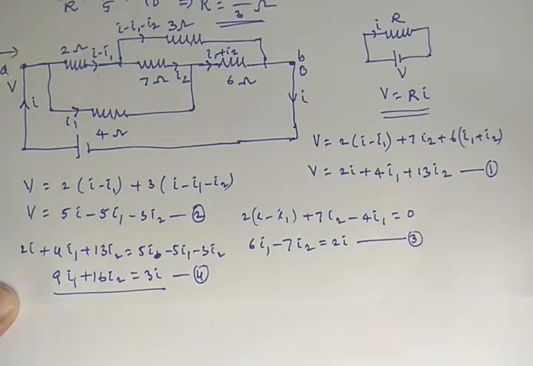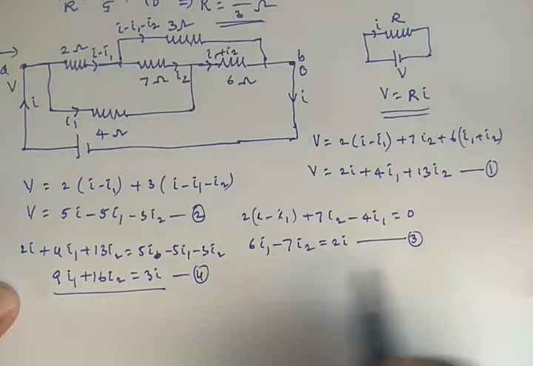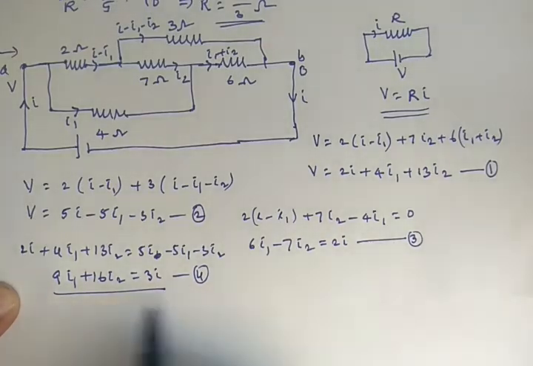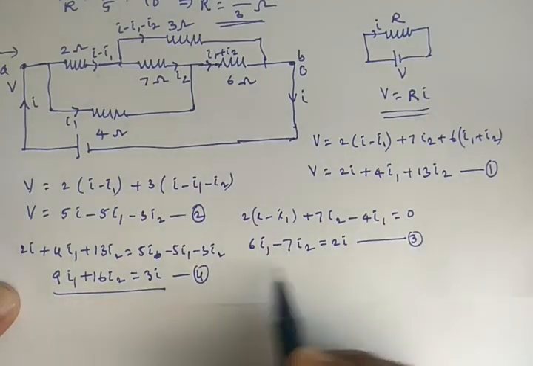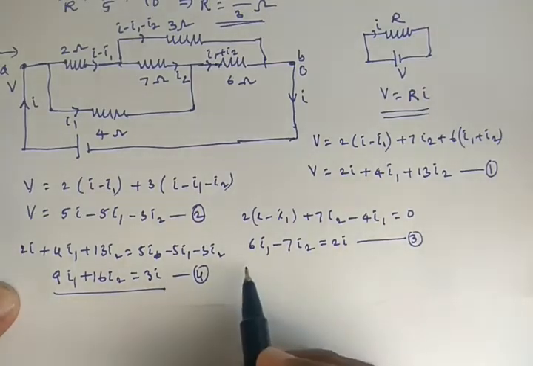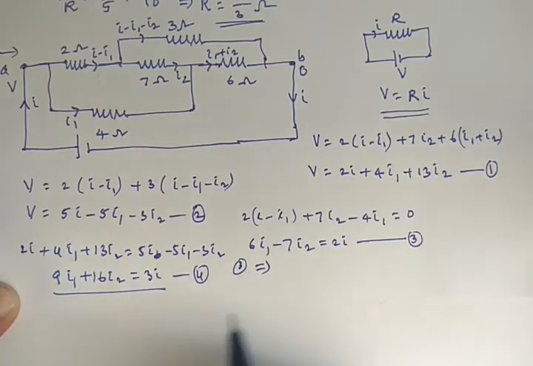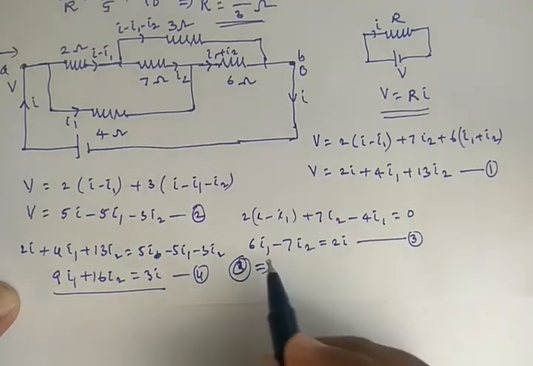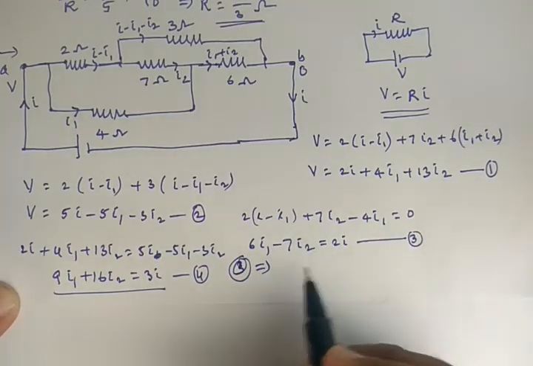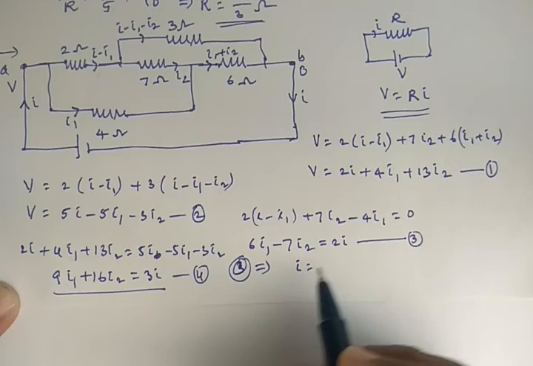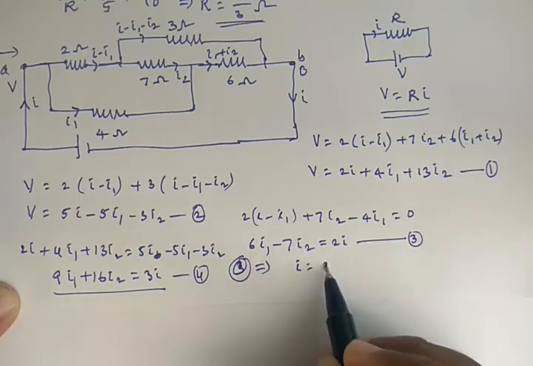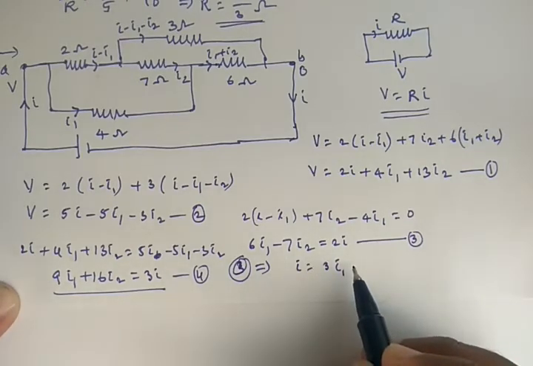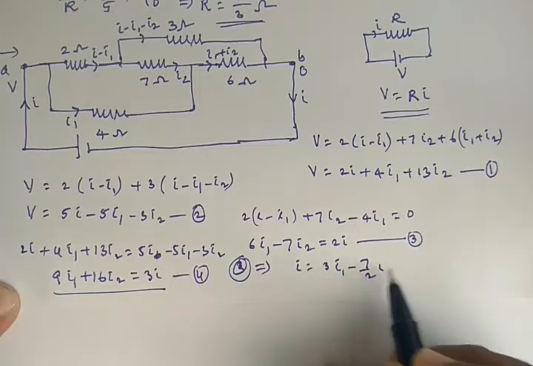So now let us solve equations 3 and 4. Once you solve 3 and 4, let us solve 3 and 4. So from 3, this is equation 3. From 3 you can write down I equals 3I1 minus 7 by 2 I2.